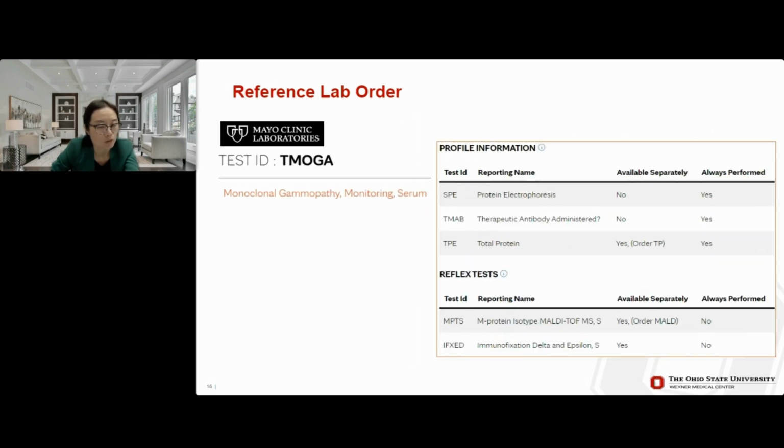In the test order for monitoring of the treatment of monoclonal gammopathy, they use mass spec for protein electrophoresis and identifying both. And they are also able to identify the interference of therapeutic antibodies by mass spec method. I will discuss the details on the interference of therapeutic antibodies in later slides.